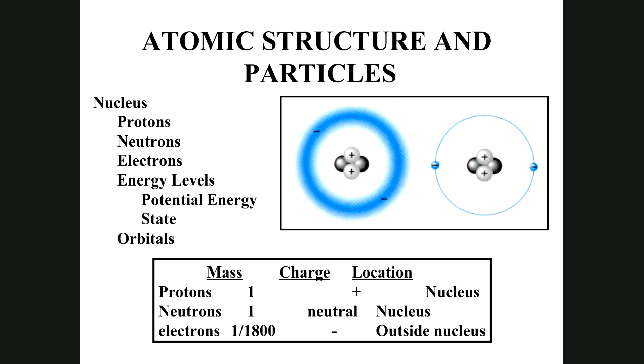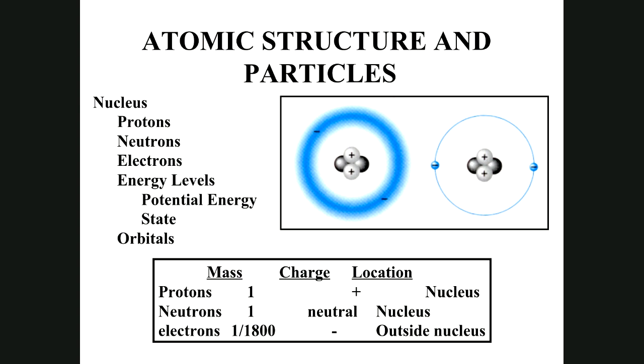Neutrons have a mass of 1, and they're neutral. They don't have a charge, and they're also located in the nucleus. So the other spheres you can see there, the darker shaded spheres in the nucleus, there's not a positive or negative sign on them. They're neutral. But protons and neutrons are both located in the nucleus of the atoms.